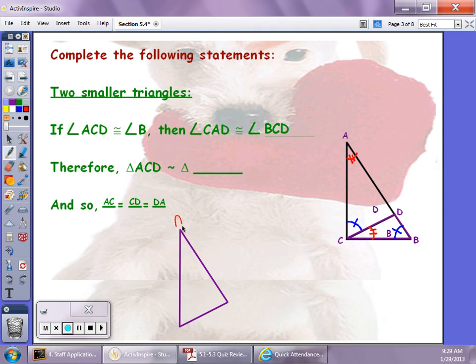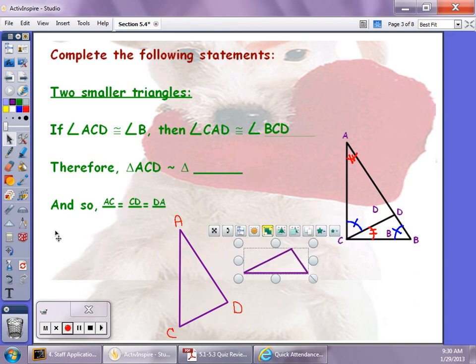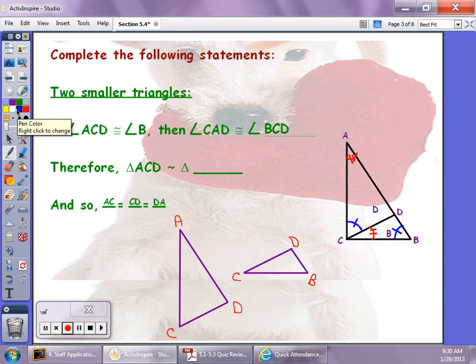So this is triangle A, C, D, and we're going to take the other triangle and relabel that as well. So C, D, B. The next thing we want to do is mark which angles are congruent. So if we start with our first tick mark, we can see in this triangle, angle C is congruent to angle B in this triangle. And for the 2 tick marks, angle A in this triangle is congruent to angle C in this triangle. So there we have our angle-angle similarity postulate.